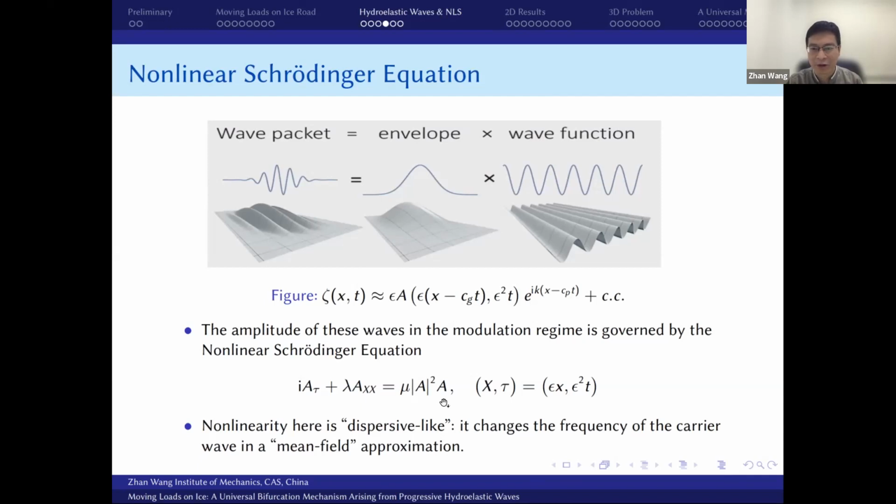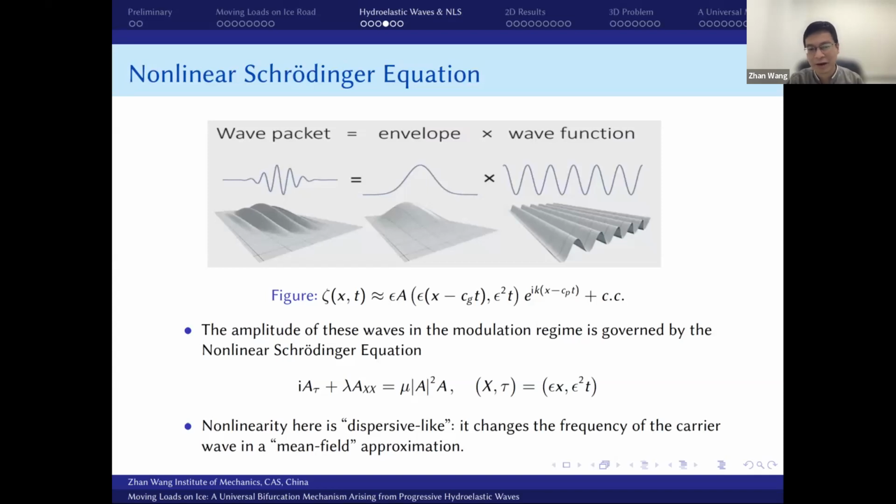This is a sort of multi-scale analysis, right? And finally, you will end up with the equation governing the dynamics of the envelope, which is the nonlinear Schrödinger equation. There are two constants in the nonlinear Schrödinger equation, of which lambda is just the dispersive coefficient, and mu is the Stokes nonlinearity. And the Stokes nonlinearity changes the frequency in the mean field approximation.